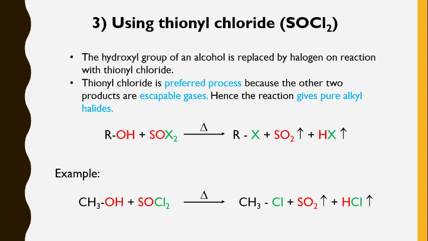Okay, these are the three methods. The first method is by using halogen acid, the second method is by using phosphorus halide, and the third method is by thionyl chloride.